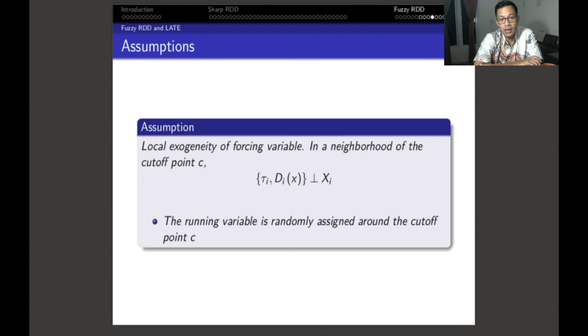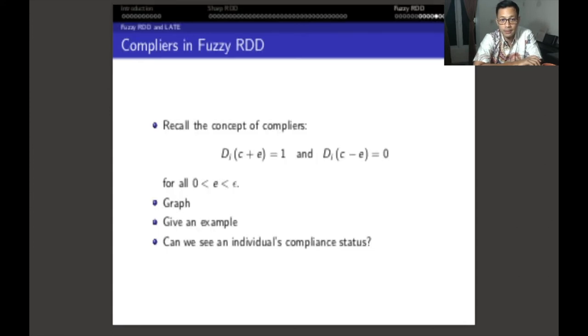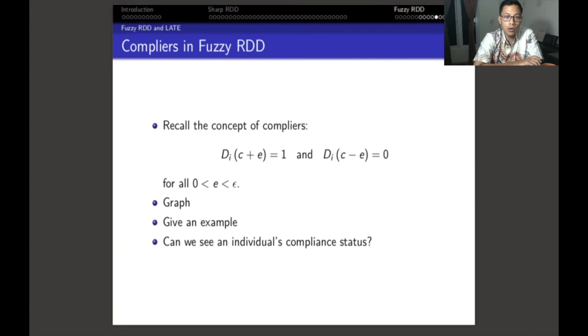Okay? So in other words, the running variable is randomly assigned around the cutoff point. So this is going to be very important since we're going to take advantage of the treatment status, the treatment assignment, as the instrument. Okay. So in this particular case, I just want you to recall the concept of compliers.